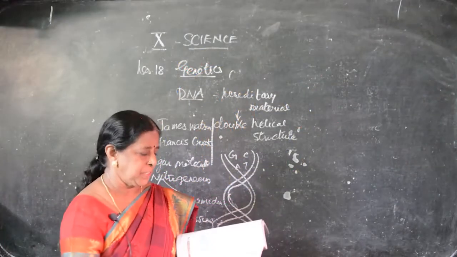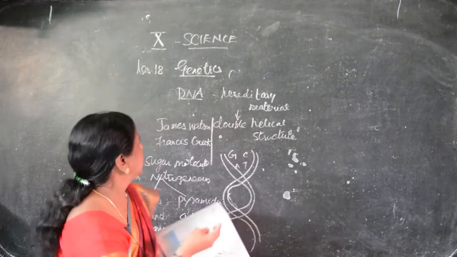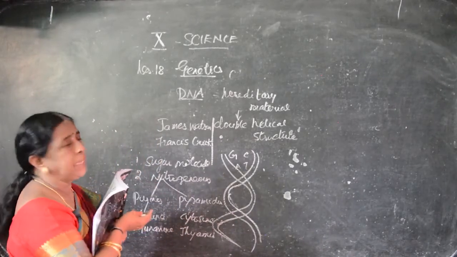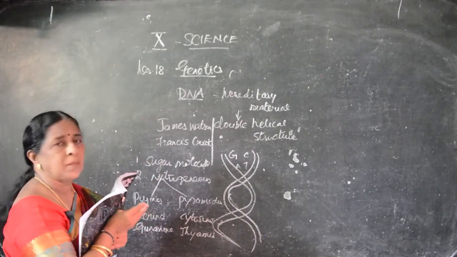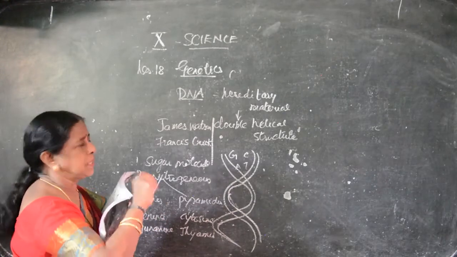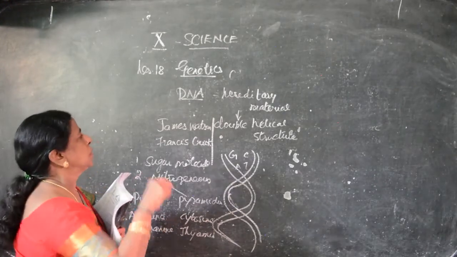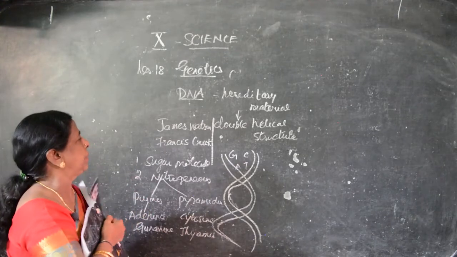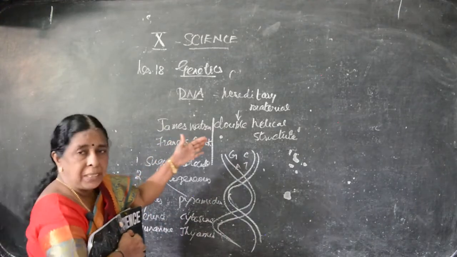Okay, children, let me continue. I said just now, what is DNA? DNA is a sugar molecule, deoxyribonucleic acid, which determines our parentage. This is otherwise known as hereditary material. That is a double helical structure, I said.